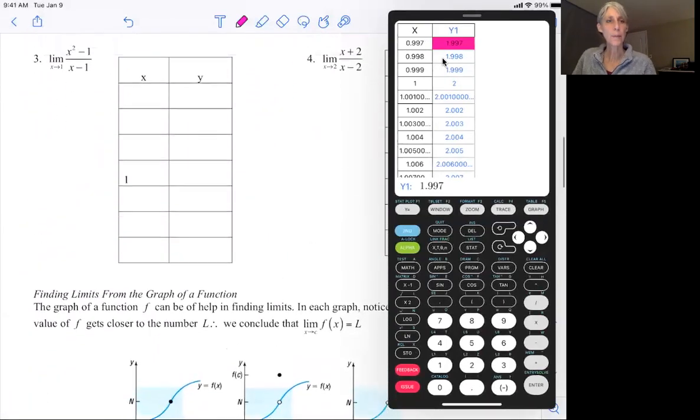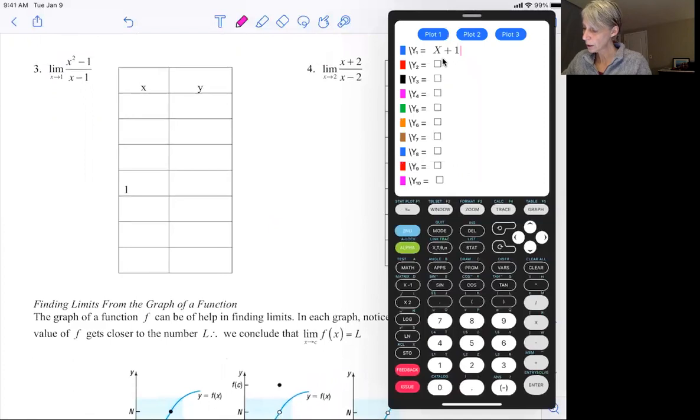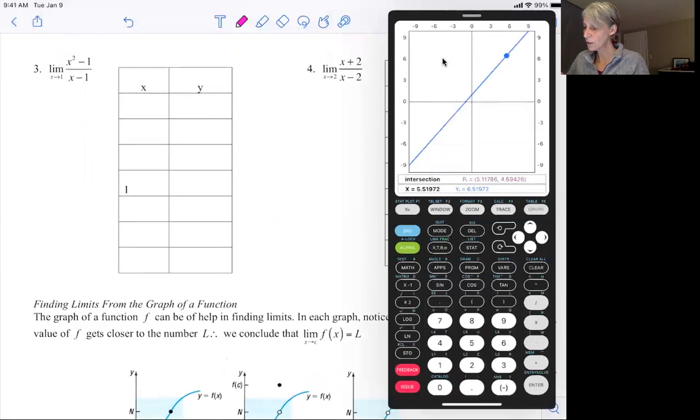For our next example, example 3, I have the limit as X approaches 1 of X squared minus 1 over X minus 1. Go back up to Y equals X squared minus 1 over X minus 1. This is a rational function. It looks like a line. We could talk about that in a few days, why that looks like that. Today, we're just practicing evaluating limits.